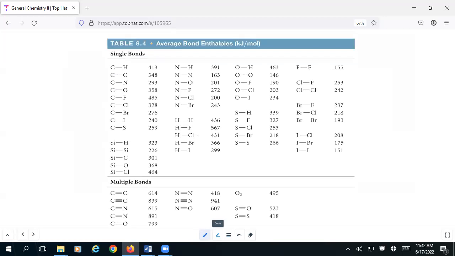So this is a listing of bond enthalpies. This is one from an older textbook that I have. Like I said, you do have a table in your textbook that will do this. You also have what I think is a pretty convenient table.